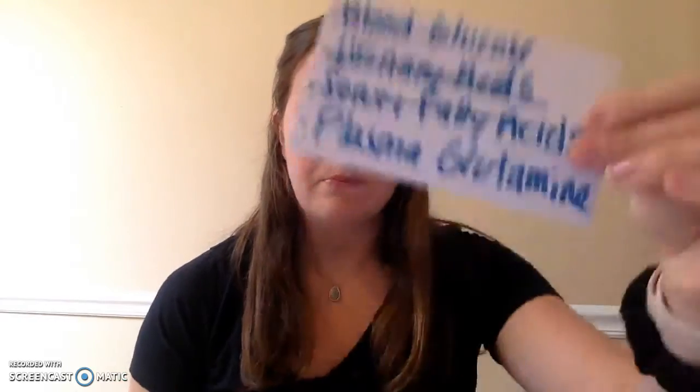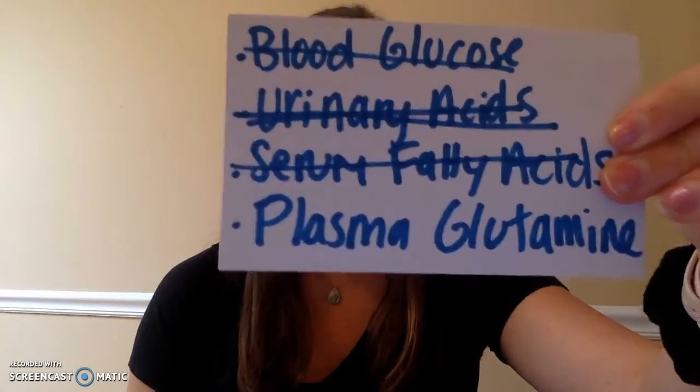So if glutamine came back elevated, we would know that it was the urea cycle. And if it came back not elevated, normal, or undetected, we would know that the cycle being used would be beta oxidation. So plasma glutamine is our answer to this question.